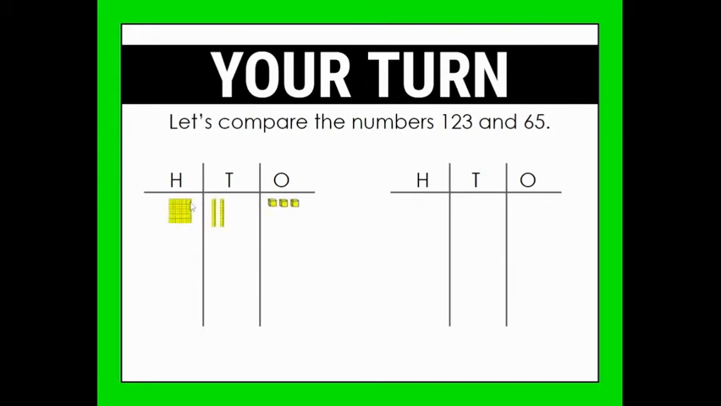Hopefully you have your square for your 100, 2 tens, and 3 ones. All right, now draw another HTO chart. This time you're going to build 65. Are you going to have any hundreds? No, this is just a 2-digit number. So that means I have my ones and I have my tens.